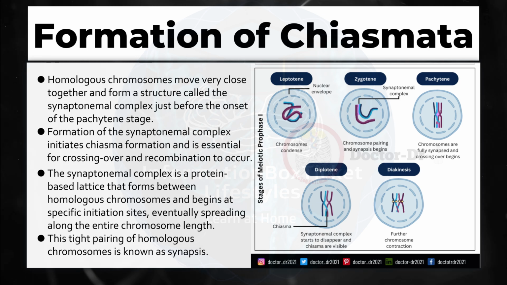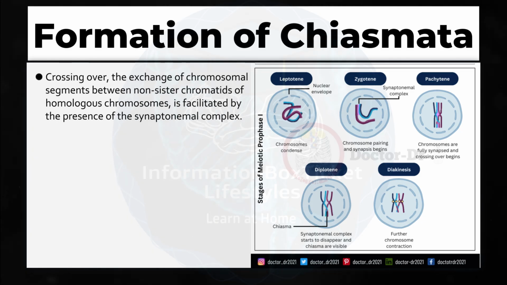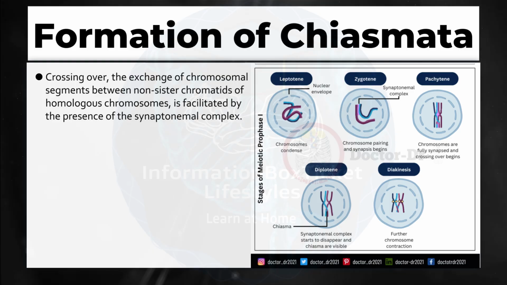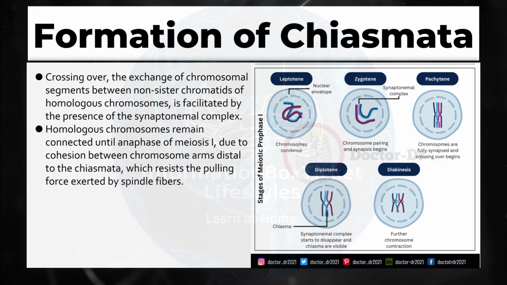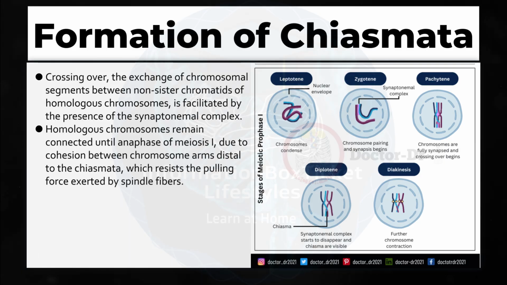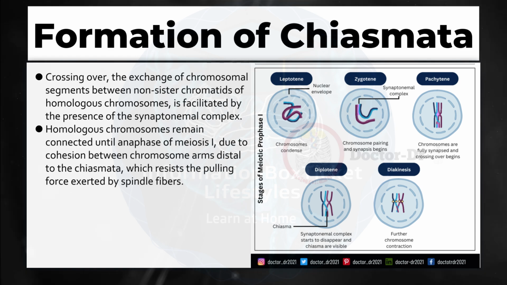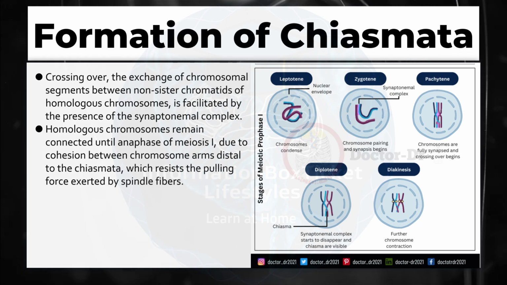This tight pairing of homologous chromosomes is known as synapsis. Crossing over, the exchange of chromosomal segments between non-sister chromatids of homologous chromosomes, is facilitated by the presence of the synaptonemal complex. Homologous chromosomes remain connected until anaphase of meiosis I due to cohesion between chromosome arms distal to the chiasmata, which resists the pulling force exerted by spindle fibers.